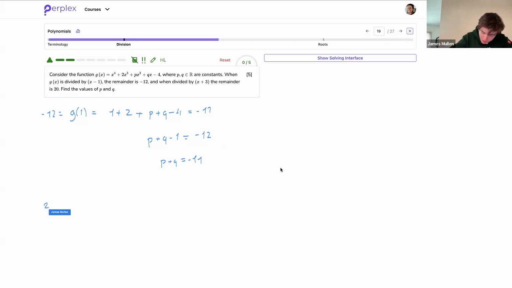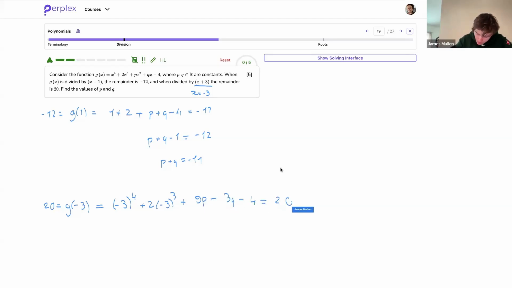So I can say that 20 is equal to g of minus 3, because remember, you have to look for the x that makes the factor 0. So g of minus 3 is going to be equal to negative 3 to the power 4 plus 2 times negative 3 cubed. This one's going to be a bit hard. Then negative 3 squared is just going to be 9, whether there's a minus or not. So plus 9p, then minus 3q minus 4. It's equal to 20, all right?